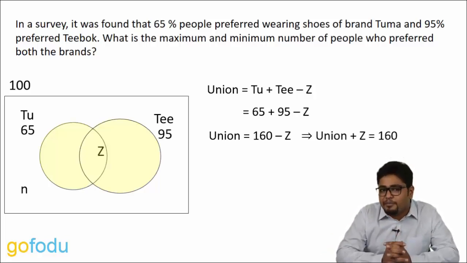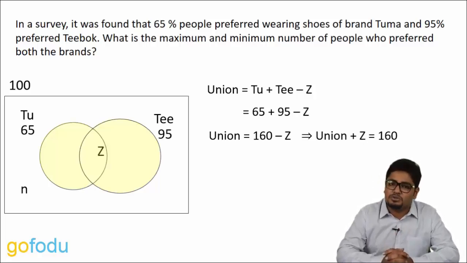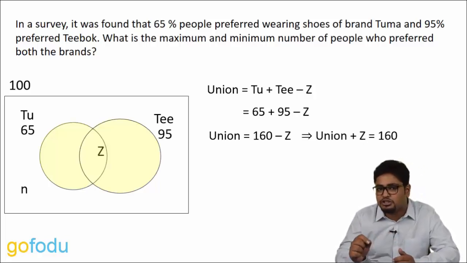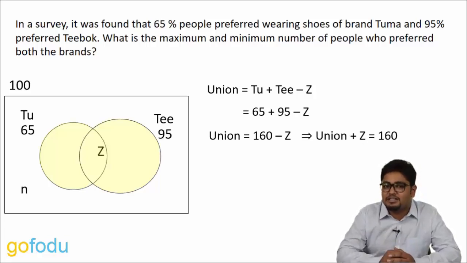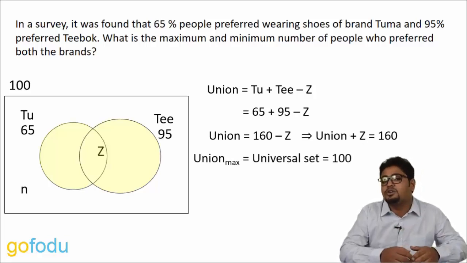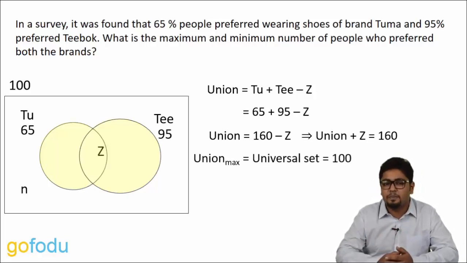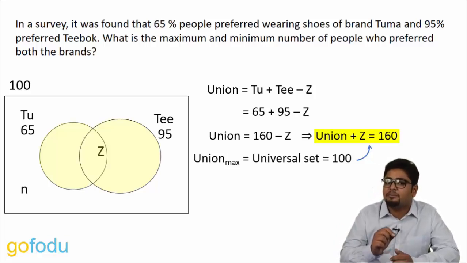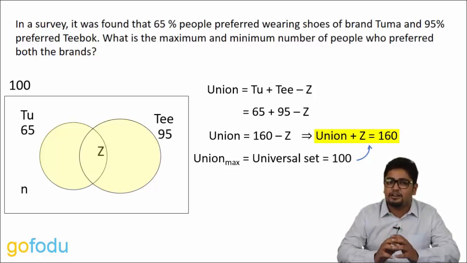Let's try to figure out the minimum value of Z using the trial and error method. Can Z be equal to 0? Or in other words, is the case of these sets being disjoint sets possible? In that case, union should be equal to 160, but that is not possible, as we know that the maximum value of union can be 100 only, as the universal set is 100. If we put this maximum value of union, that is 100, in this equation, then we should get the minimum value of Z. Is this clear?